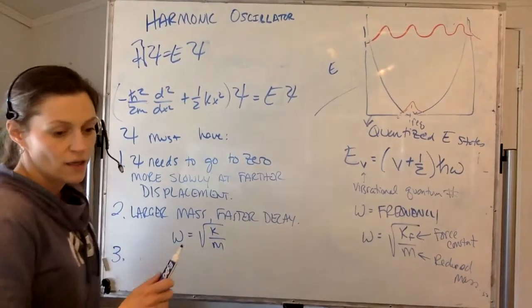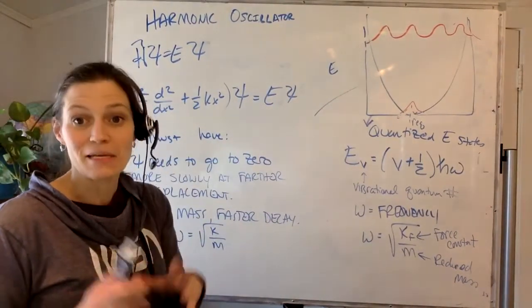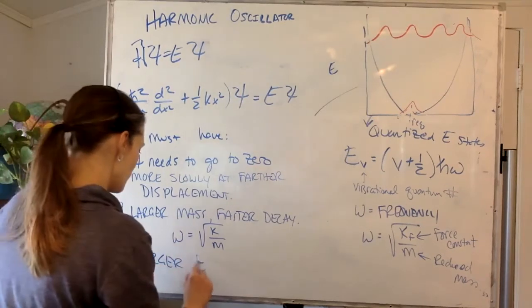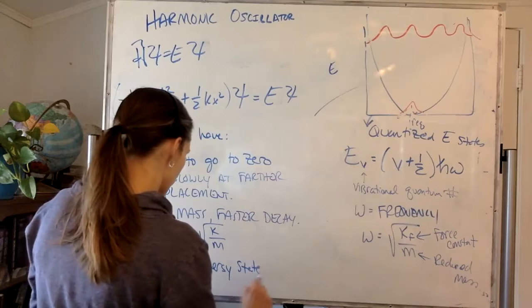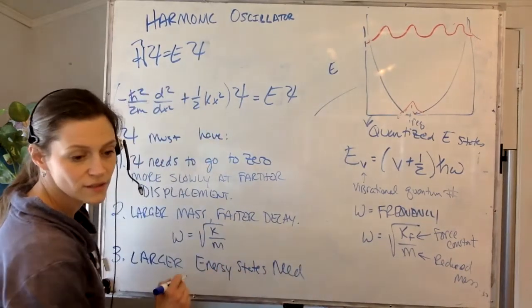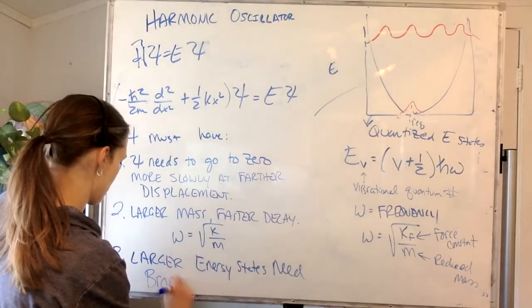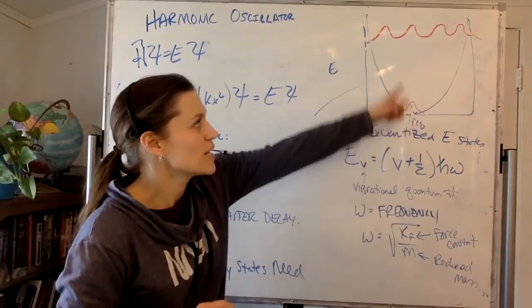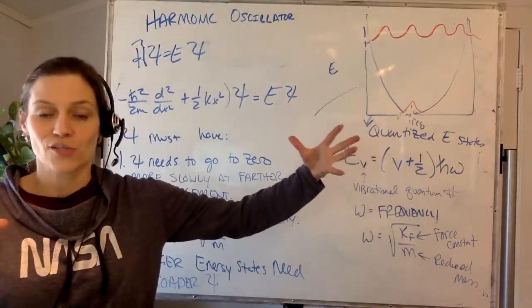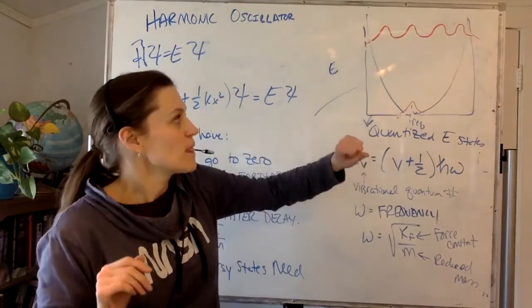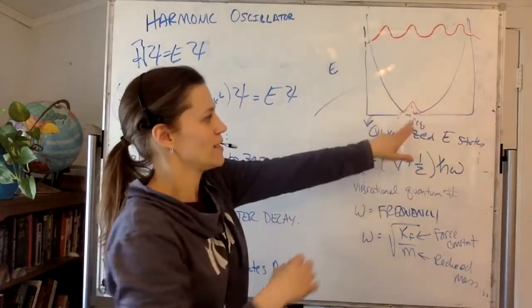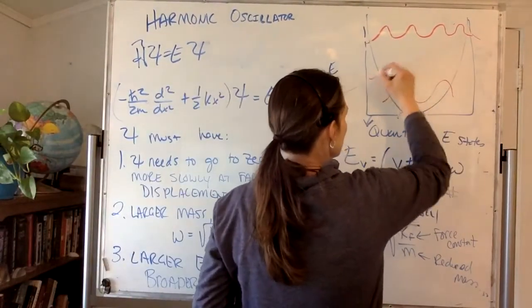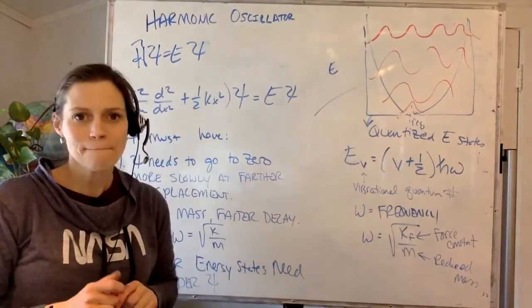Okay, number 3. The box is wider at the top, which means larger energy states need broader wave functions. So larger energy states need broader psi. And I've kind of already shown that, that as you get up higher, you're going to have more bumps in your wave function, and they need to be broader as you get closer to this potential boundary. And so up high, you're going to have a much broader wave function, and then down low, you're going to have a much shorter one. Okay, and actually, I'll draw a couple more in between. Well, there we go. Okay, cool.